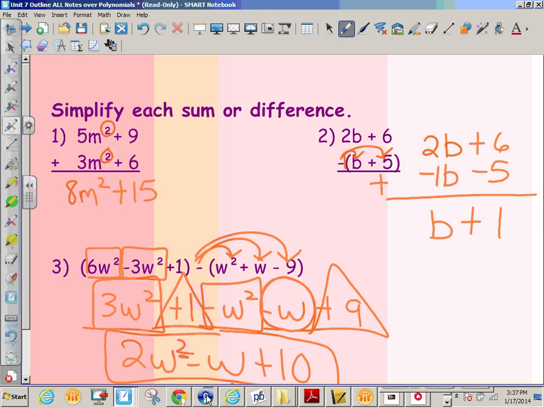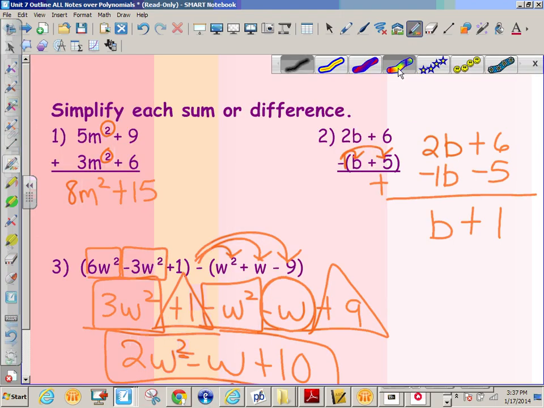I hope you enjoyed your lesson on learning to add and subtract polynomials, as well as classifying by degree and by number of terms. Thank you very much.